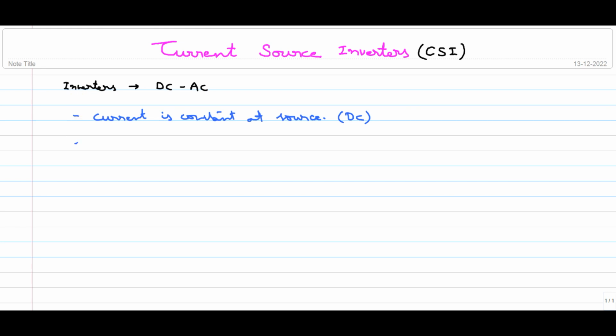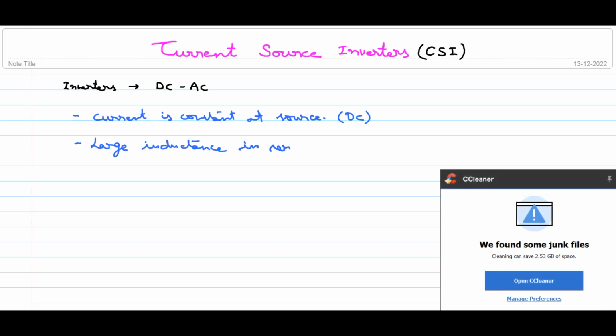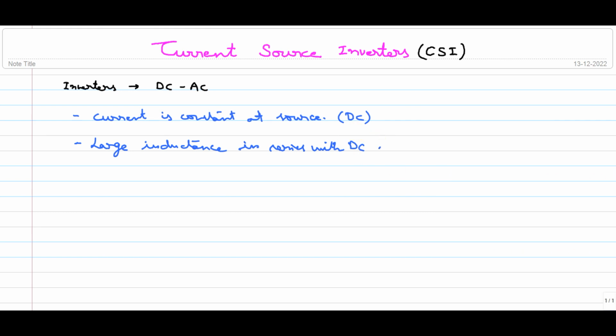So this can be achieved by inserting a large inductance in series with the DC source. This is the basic structure. The basic idea of inserting the large inductance is to incorporate a low value of di/dt with the inverter voltages. This is the main idea.